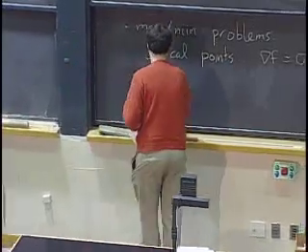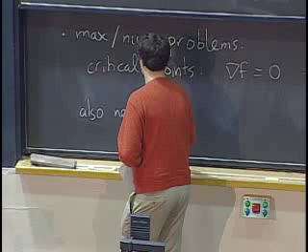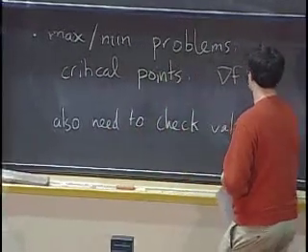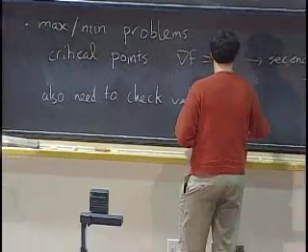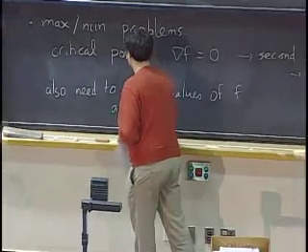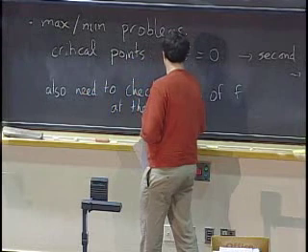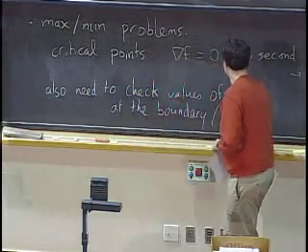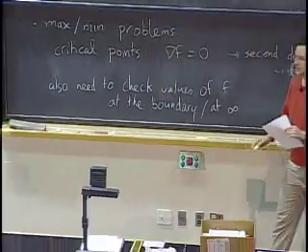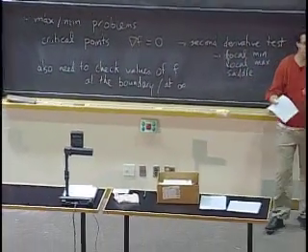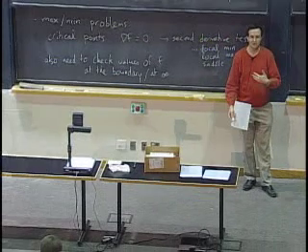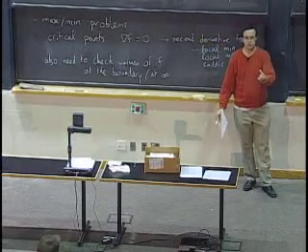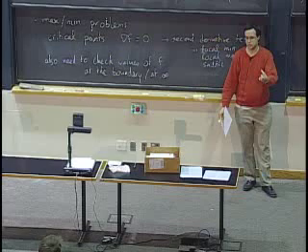So we also need to check the values of f at the boundary of its domain of definition, or at infinity. Just to give you an example from single variable calculus, if you're trying to find the minimum and the maximum of f of x equals x squared, well, you'll find quickly that the minimum is at 0, where x squared is 0.